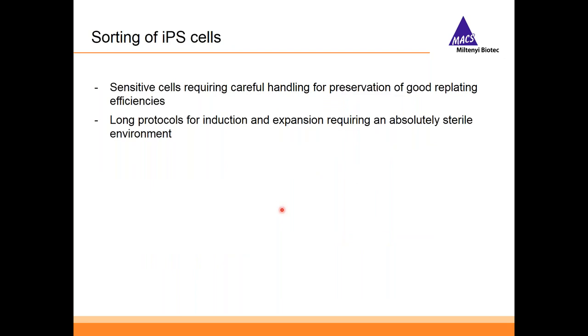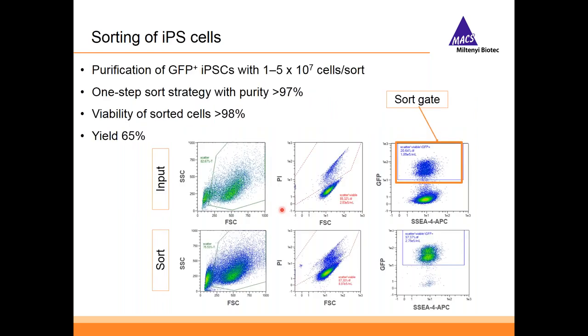Another example I would like to discuss is the sorting of induced pluripotent stem cells. These are very sensitive cells requiring careful handling for the preservation of good replating efficiencies, which are of course important as you want to induce and differentiate your cells after, maybe after the sorting process. And so you also need an absolutely sterile environment as you have quite long cell culture procedures after the sorting step. In this case here, again, as I said, GFP positive cells are nicely sorted at the MACSQuant Tyto.